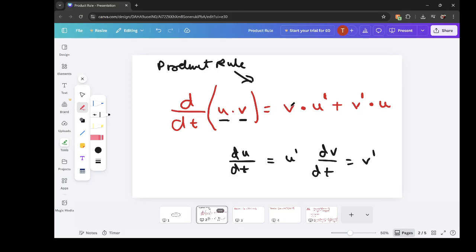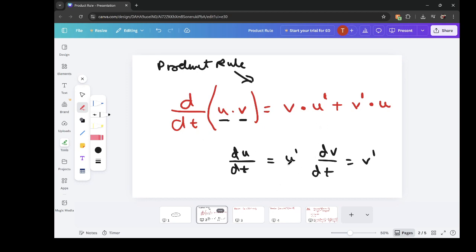differentiated version as v times u prime. So u prime is du over dt. Now, what does this mean? This means that it is u differentiated. So u differentiated is u prime. That's how we write it in mathematical terms. So v u prime plus v prime times u, and v prime is the differentiated version of v.